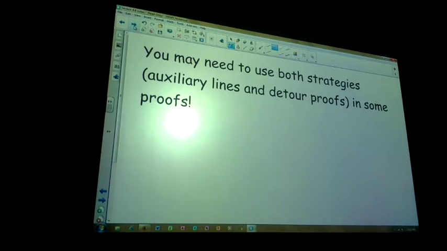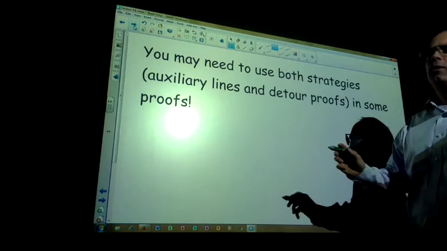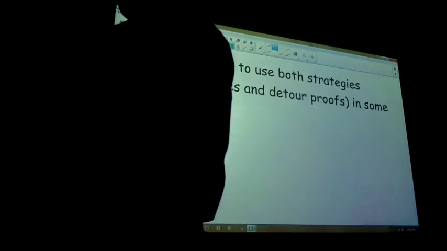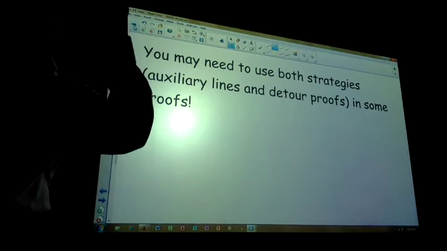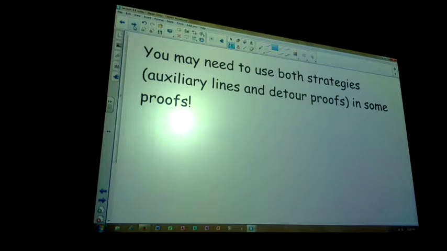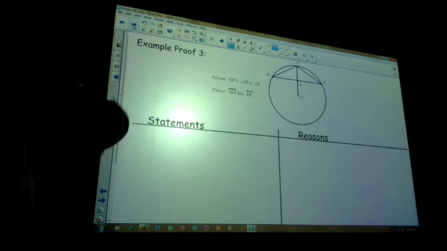You may need to use both strategies, auxiliary lines. So remember auxiliary lines are when we're adding a line segment, and detour proofs are where we have to prove these triangles and then come back to get the other triangles or segments or things like that. All right.